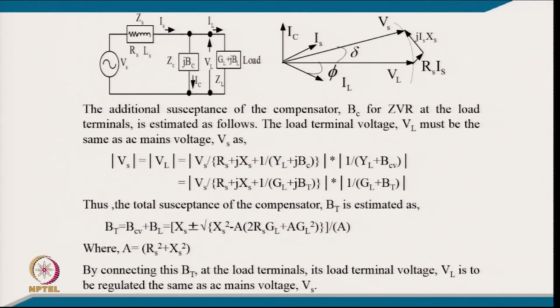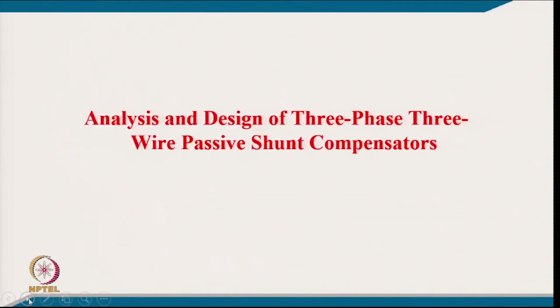So, from this equation you can derive it, you can keep it equal to 0 and then find the root corresponding to the value of BT, because BT is the only unknown in this relation. So, by compensating this BT at the load terminal, its terminal voltage VL is regulated to be the same as the AC mains voltage. So, that is about voltage regulation and power factor correction in the case of single phase.